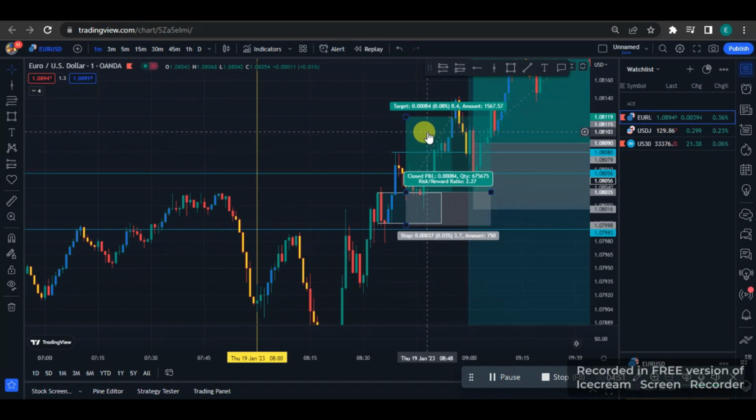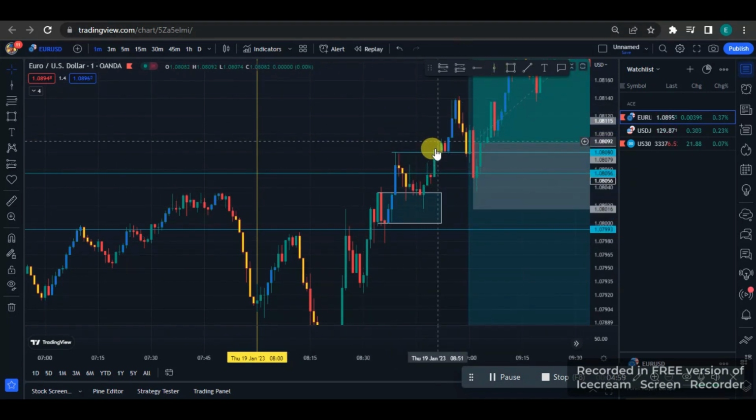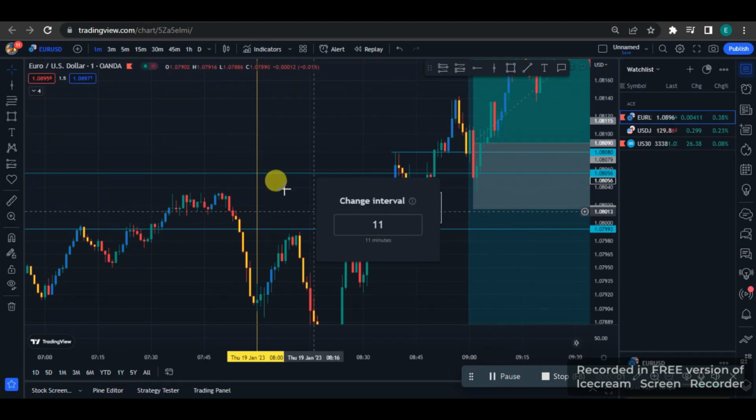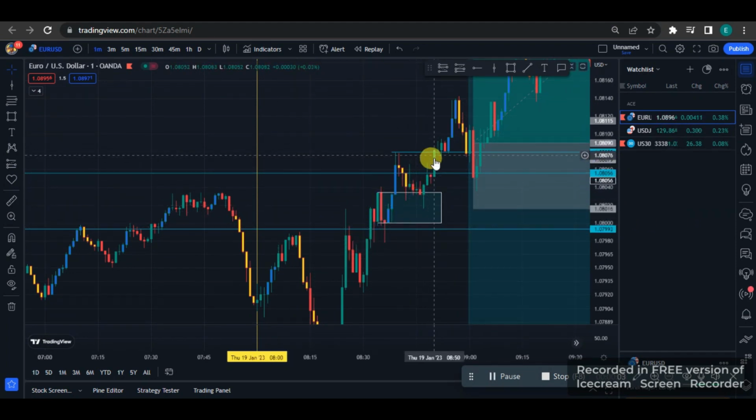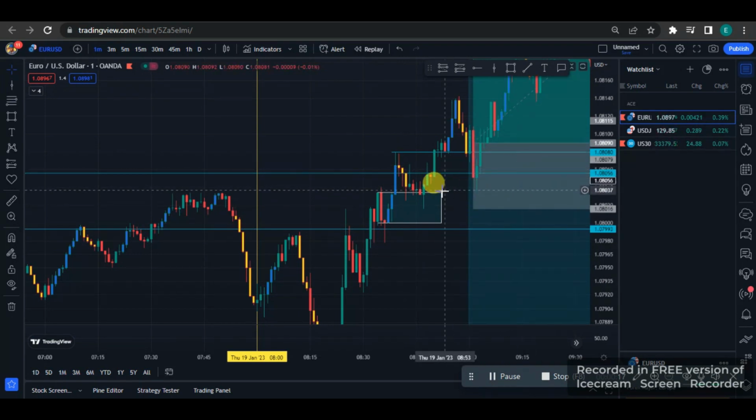Instead, if I'm going to risk 1% on every setup, what I will do on this setup is risk 0.25%. Then I'll wait for price to break above these highs. So once price breaks above this high, then I will be looking for a retracement back into this order block zone.